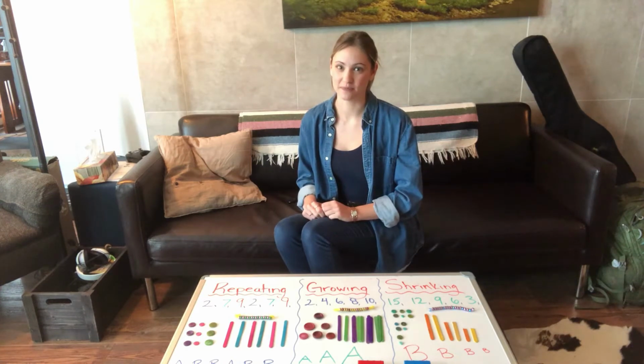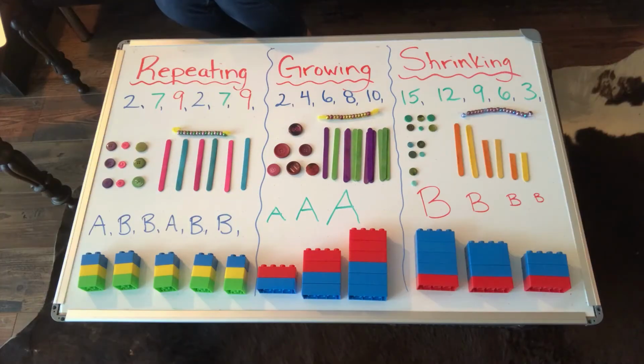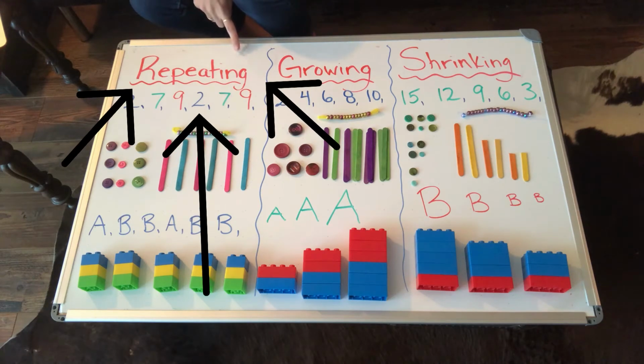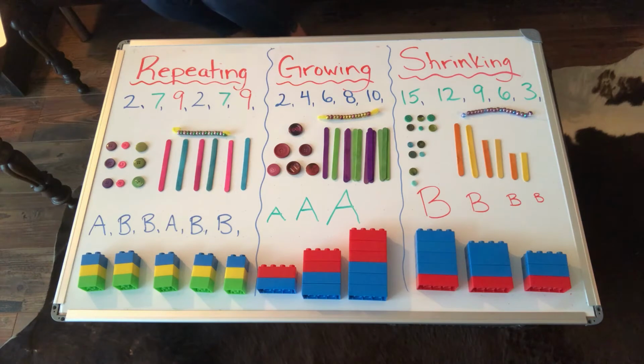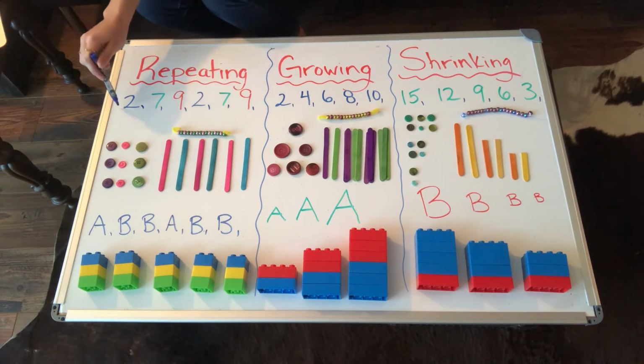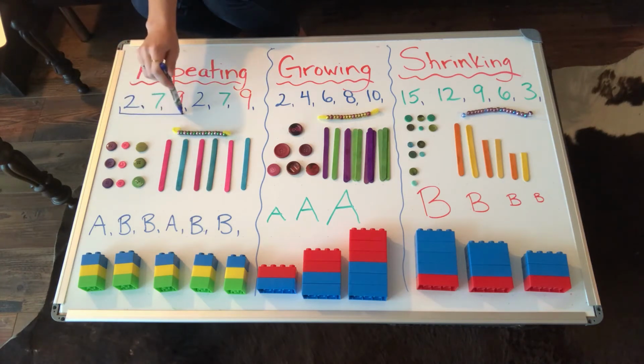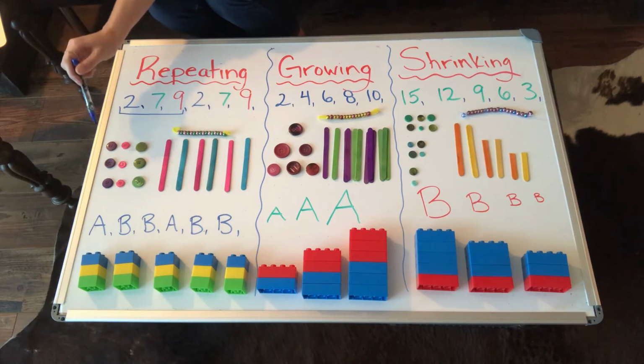Let's check those out. The first type of pattern we're going to talk about is called a repeating pattern. In a repeating pattern, there is a core that repeats over and over every time without changing. Take a look at these examples. 2, 7, 9. 2, 7, 9. The part of the pattern that repeats is the 2, 7, 9. That's the core.